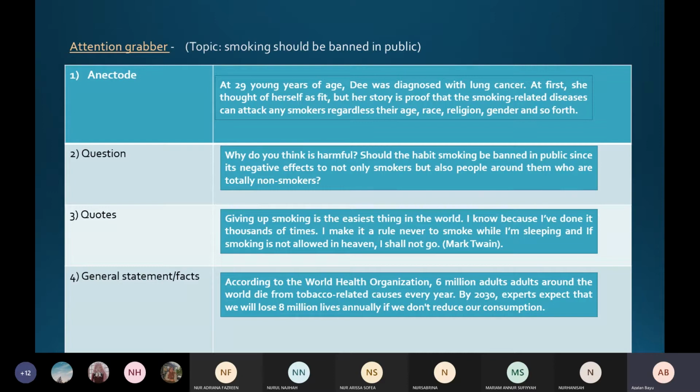You can use your own experience. Kalau tak ada experience tu, you can find orang tu dalam blog lah, tentang cerita confession and so on. You can take it and simplify it as your attention grabber. Any other question? Good question ya. Ada lagi soalan?